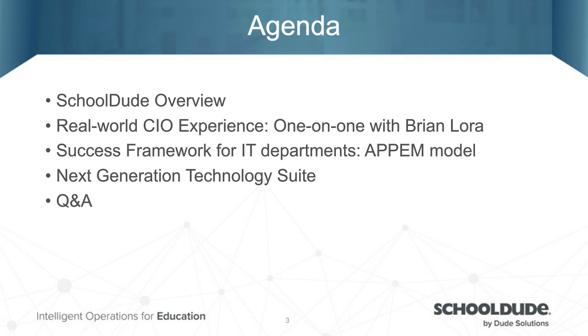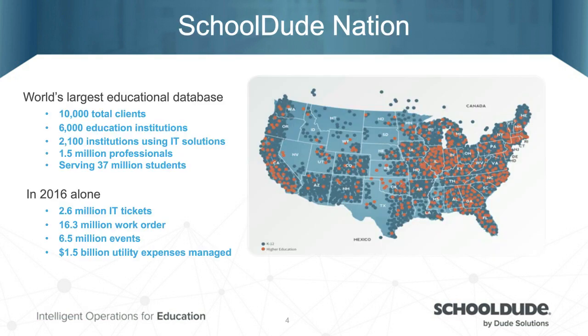Just to give you a quick overview of SchoolDude, we've been around since 1999, so about 18 years in the industry, starting out really focused heavily on maintenance management, infrastructure management, and asset management solutions for schools and other organizations. IT management came about around 2007. But in that time, we have gained a client base of right at 10,000 clients across North America and about 9 other countries, presently working with about 6,000 plus educational institutions.